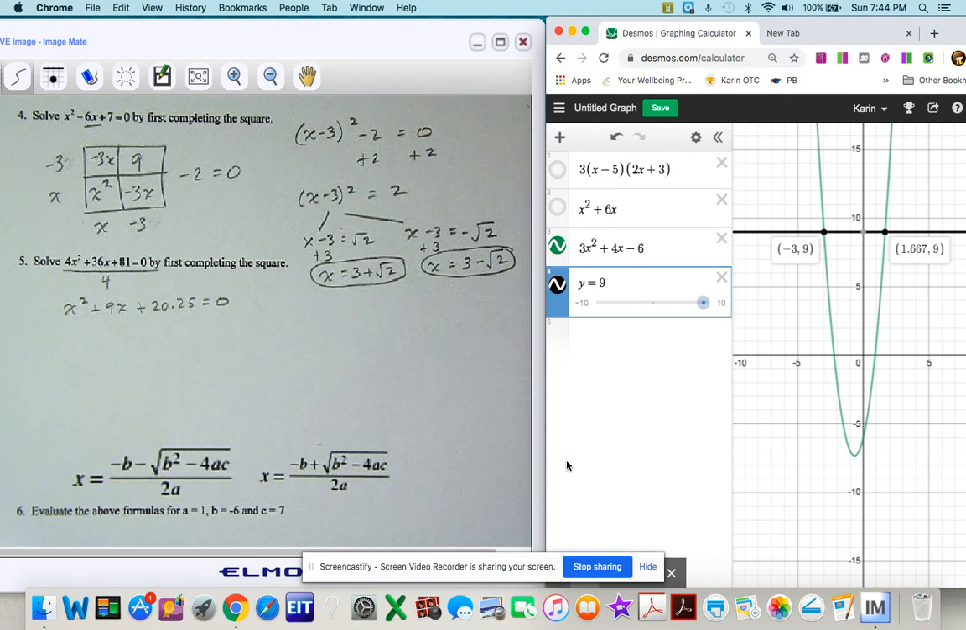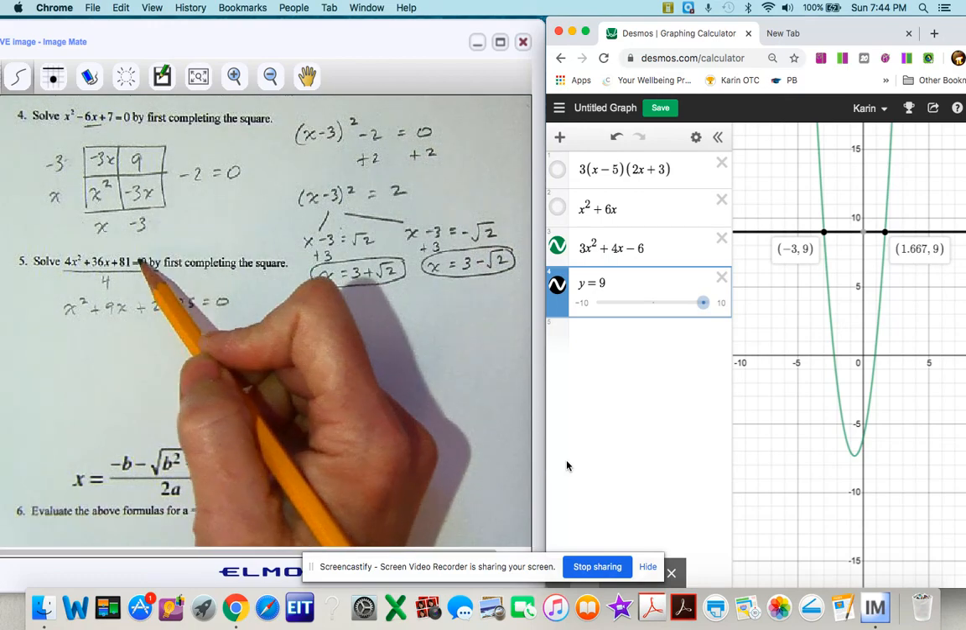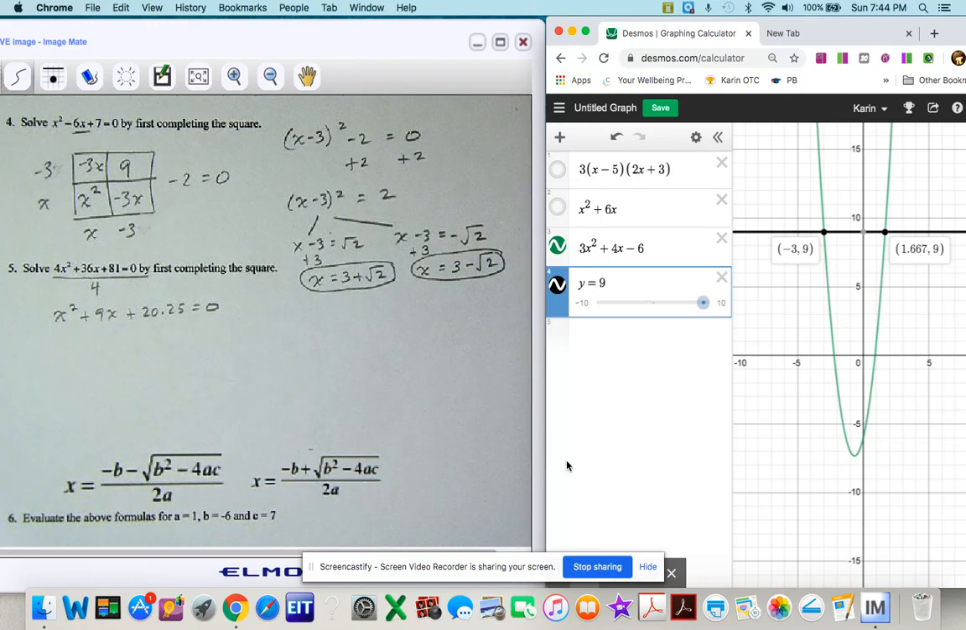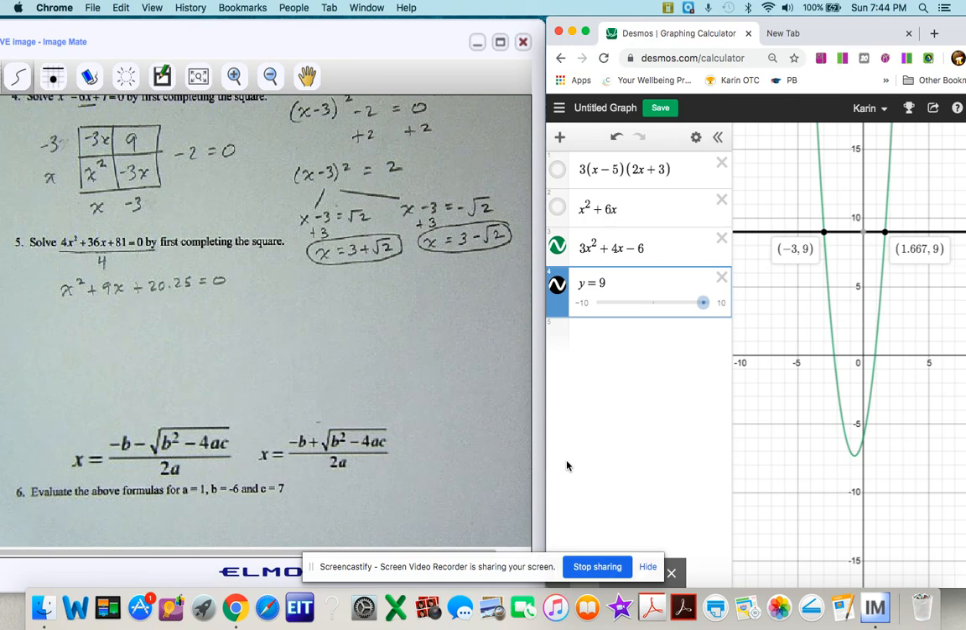Now when it was graphing, this was a y right here, so we had to hold on to that 4. But since this is just 0 over here, although we've adjusted the equation and it'll look a little different by dividing by 4, it's still going to result in x being the same thing. So now I'm going to try and complete the square with x squared plus 9x plus 20.25 being 0. Go ahead and do that.